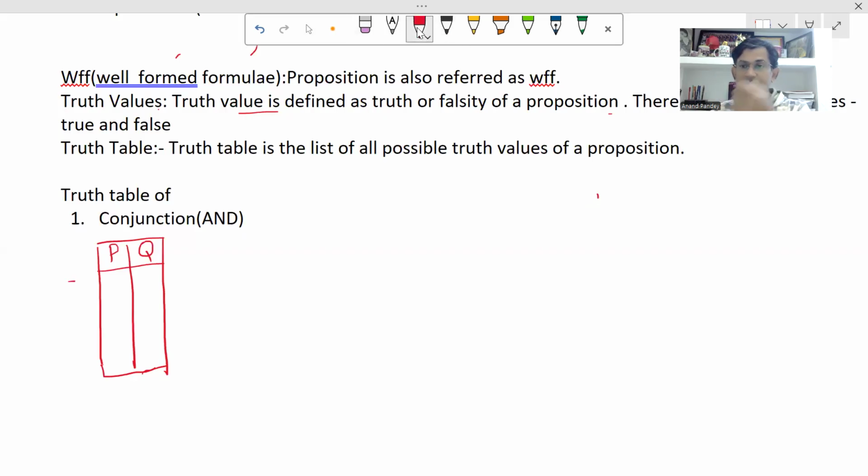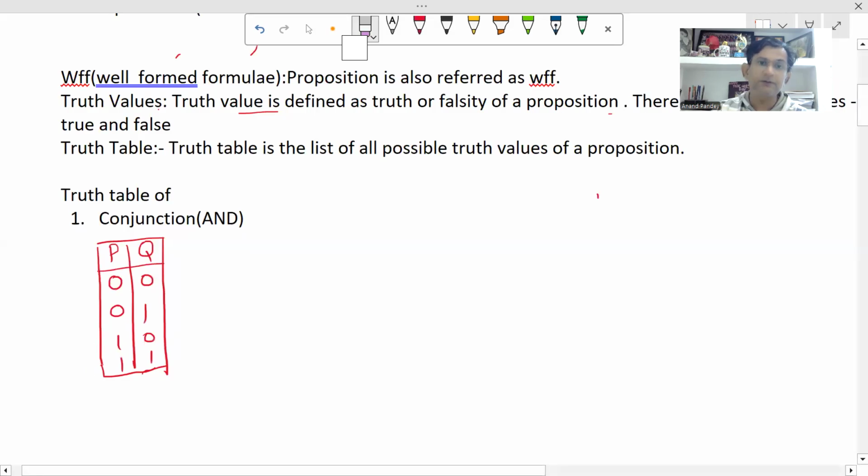If you're tossing two coins, head, tail, head, like that. The same thing here. So the possible values of P and Q will be 0, 0, 0, 1, 1, 0, and 1, 1. These are the possible combinations of P and Q. Actually this is the binary code of 0, this is the binary code of 1, this is the binary code of 2, and this is the binary code of 3. Please remember this, it starts from 0.